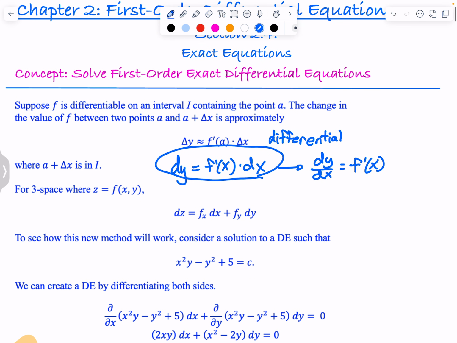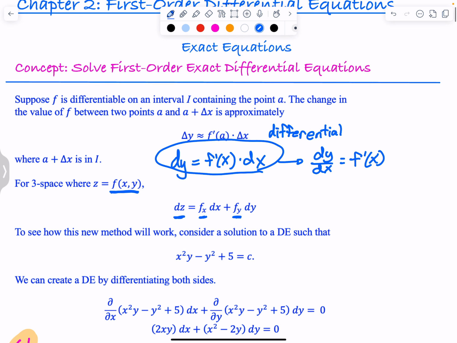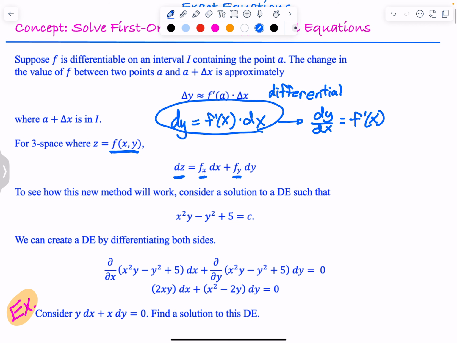In Calc 3, I know some of you probably don't require it before this, so I want to make sure: in 3-space, when I have a function f, we can find the differential for z by taking the partial with respect to x times dx plus the partial with respect to y times dy. It's just a little bit more because I have two different types of derivatives in 3-space. I have a lot of derivatives, but the x and y directions are the important ones that we focus on.